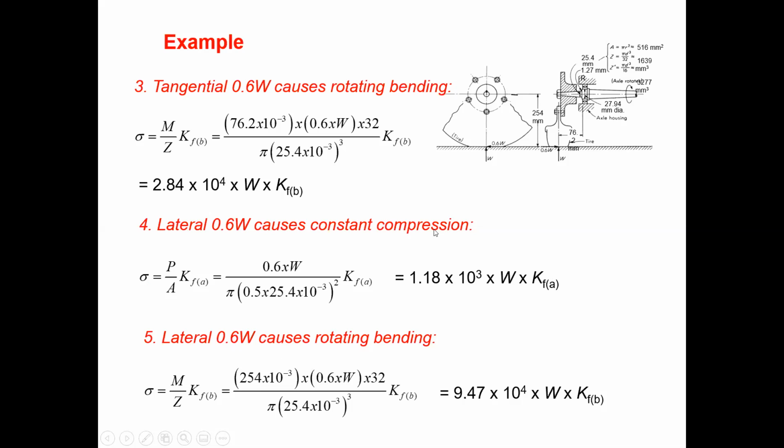And due to this lateral force, 0.6 W, there is a bending in the XY plane in this direction. So it is governed by this distance, and that distance is 254. So multiply by the load and the second moment of inertia, and multiply by KFB, that is the bending one, the bending fatigue consideration factor. So you will get all the stresses with the W term and KF. So now you can find out the KF.